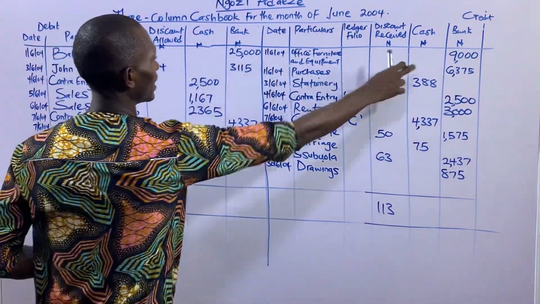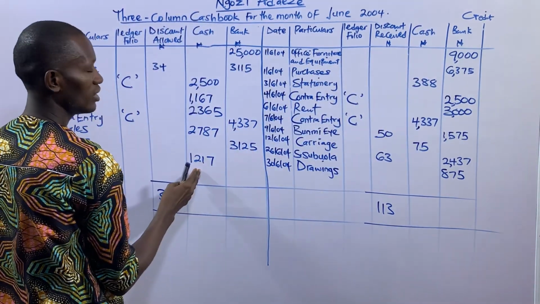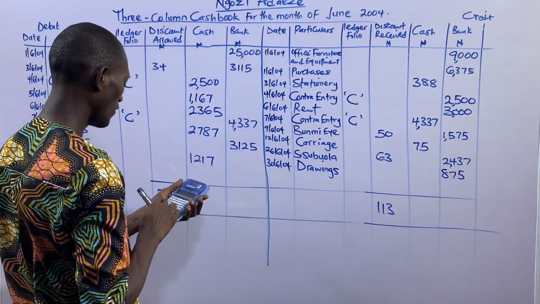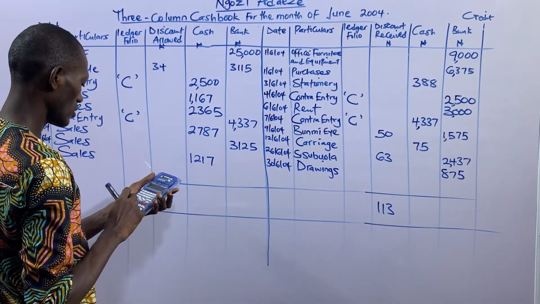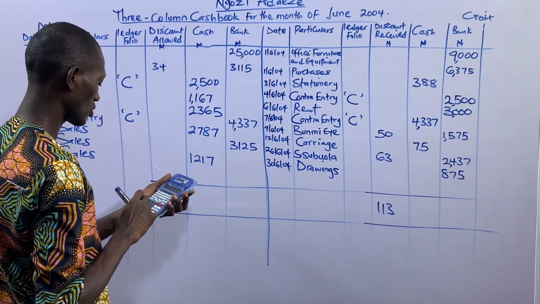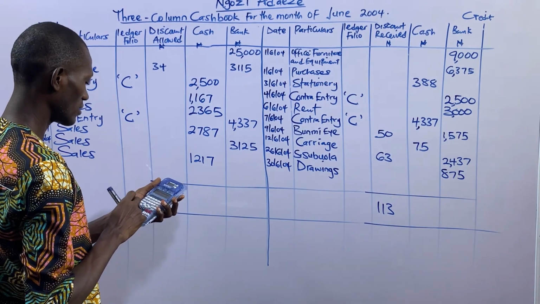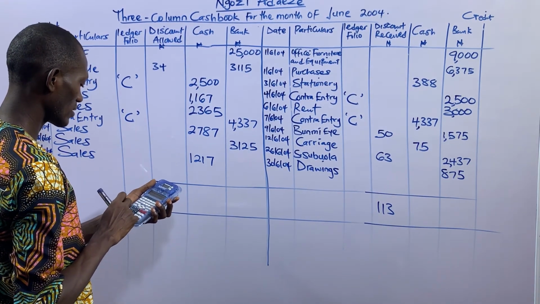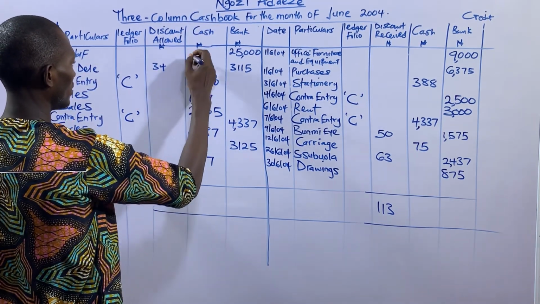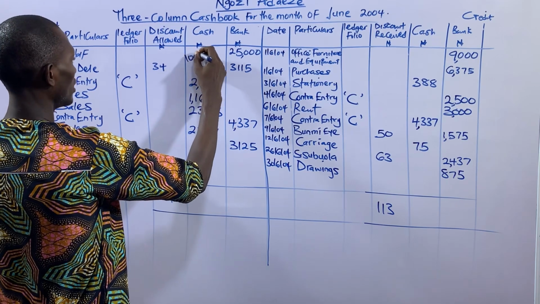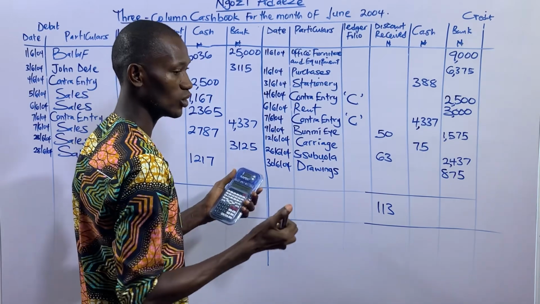Then let's balance the cash: debit side for cash, credit side for cash. So let's add the total for the debit side of cash now. 25 plus 1,116, okay, sorry, 67, 1,167 plus 2,365 plus 2,787 plus 1,217. So that gives us 10,036 naira.